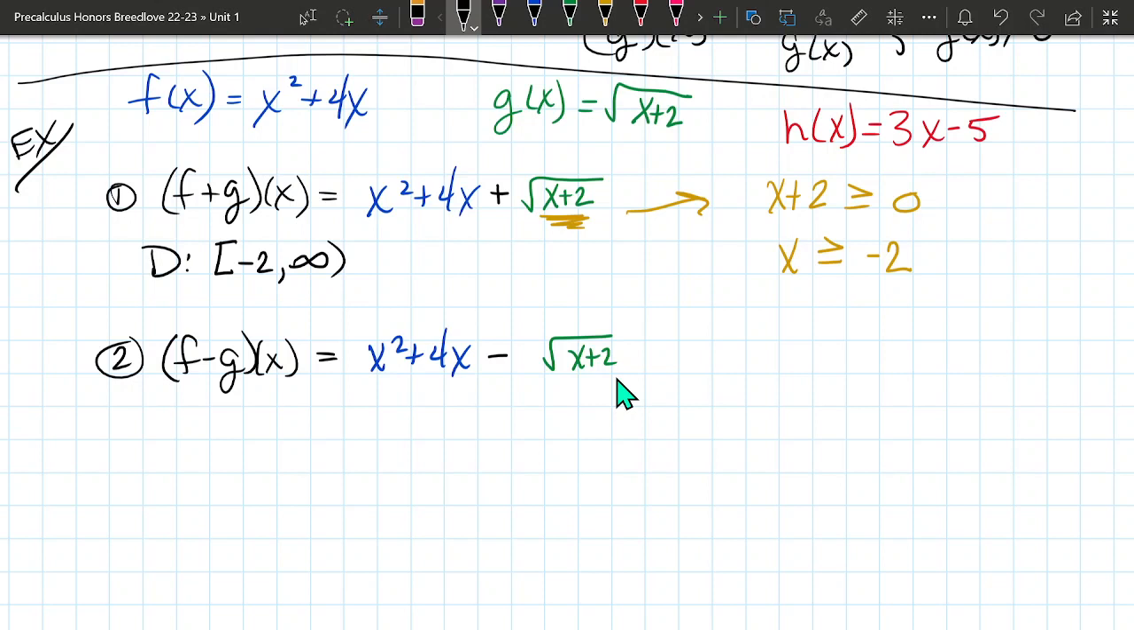I wrote the wrong one. It was supposed to be h. Oh well, we'll just do it with g. That's fine.